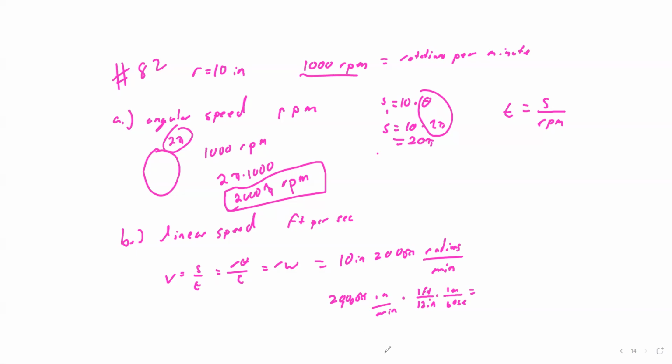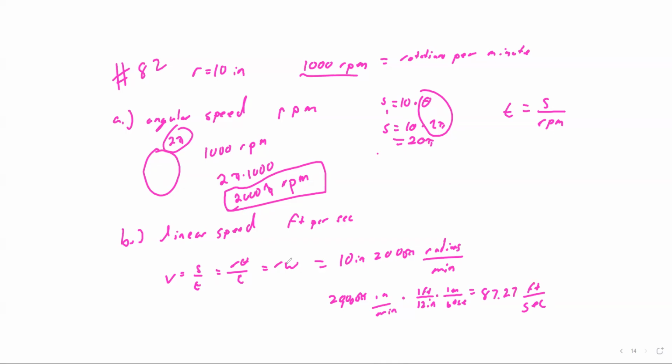So 20,000 times pi gives us about 62,000. Divide that by 12, divide that by 60, and we get 87.27 feet per second. So if you've never done, I don't know what they call it, unit analysis, again, I don't know how to use the formula there, but this is common sense wise what we can find.